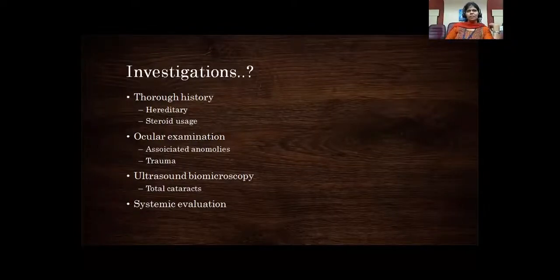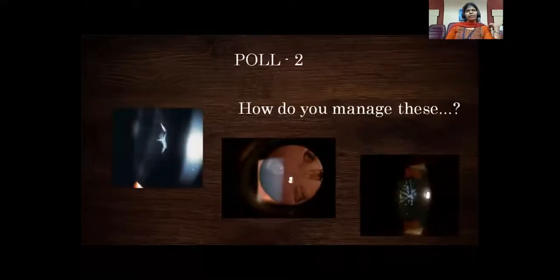And in some cases, when you cannot see the posterior segment of the eye, an ultrasound biomicroscopy helps in case of total cataracts, and a good systemic evaluation. These are the maximum investigations probably that we would need before we decide on the next step. So this would be the next poll question. How do we manage these three situations?